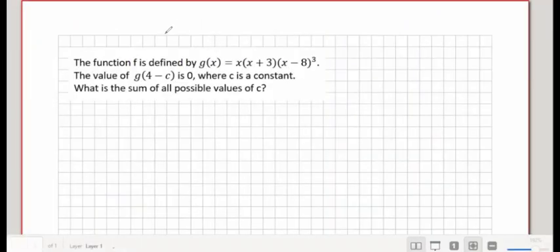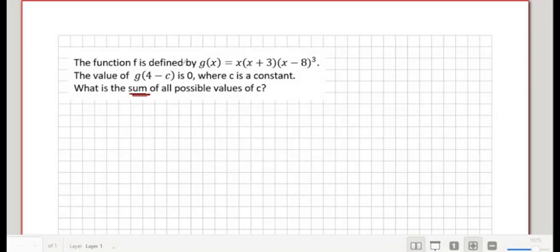In this question, we have a polynomial function that contains 3 parts. And g of x is equal to x times (x plus 3) times (x minus 8), all raised to the third. The value g of 4 minus c, where c is a constant, is equal to 0. What is the sum of all possible values of c? Sum here means you have to get all the values of c and then add them all together.